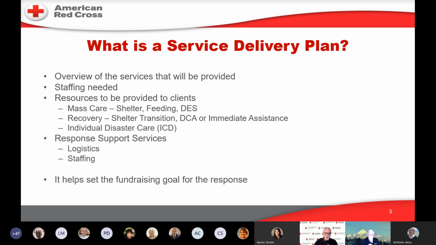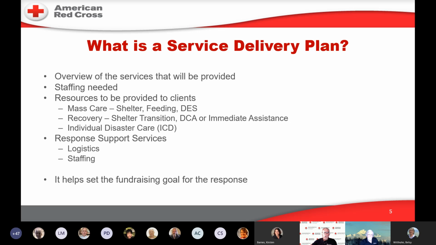Turns out reunification services is a very small staff typically, but it's certainly a service that's provided in mass care. The recovery, are you going to be using DCA or immediate assistance? That's a decision that gets made fairly early on. We'll talk about that. How the individual disaster care units are going to be, activities are going to be supplying and supporting the operation.